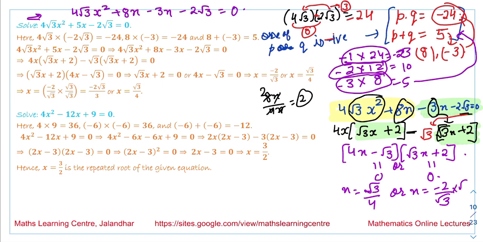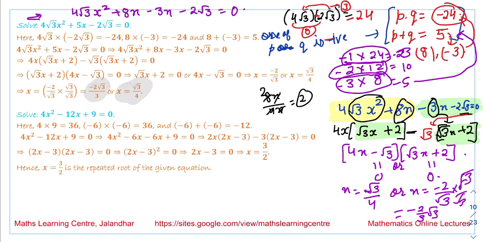If we rationalize this term, we multiply by square root 3 in the numerator and square root 3 in the denominator. So the answer we get is minus 2 by 3 root 3, and these are the two answers we are getting: either x is equal to minus 2 root 3 by 3 or x is equal to root 3 by 4.